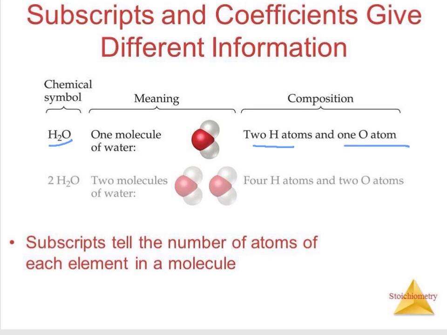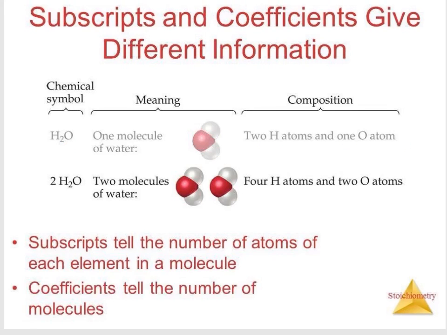Aside from subscripts, we also have coefficients. Coefficients, on the other hand, tell us the number of molecules. For example, the combination of the atoms of hydrogen and oxygen produces this chemical formula. The 2 here is the coefficient. This means that we have 2 molecules of water. Thus, the composition of this chemical formula is now 4 atoms of hydrogen and 2 atoms of oxygen.